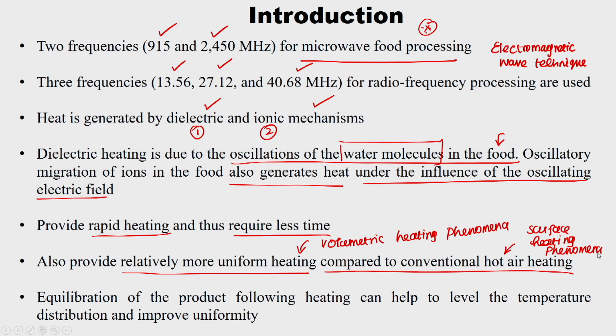Another point is that equilibration of the product following heating can help to level the temperature distribution and improve the uniformity. After the product is heated and packaged, it can help level the temperature distribution and improve the uniformity. This particular point we will also see over a number of slides.